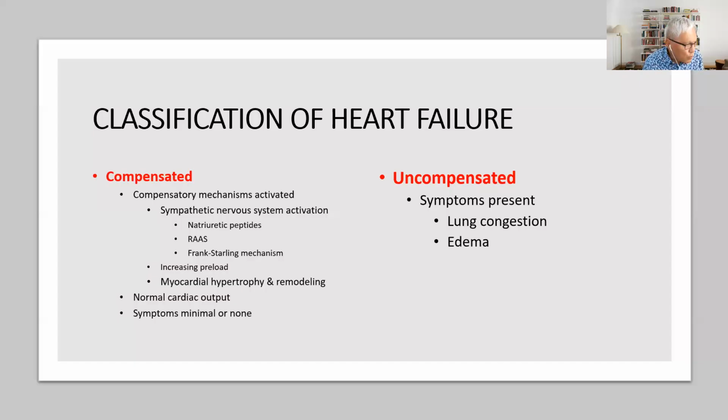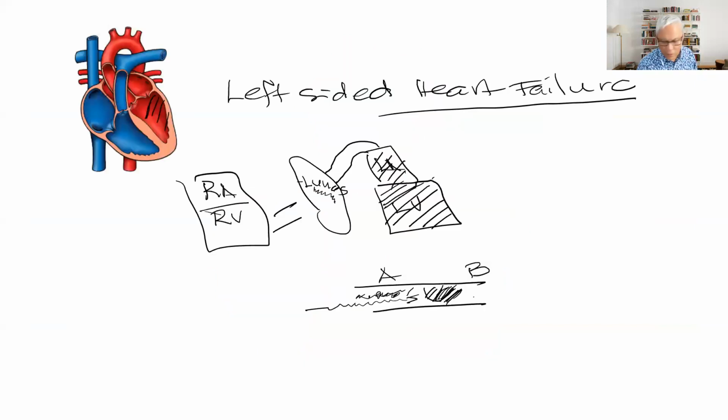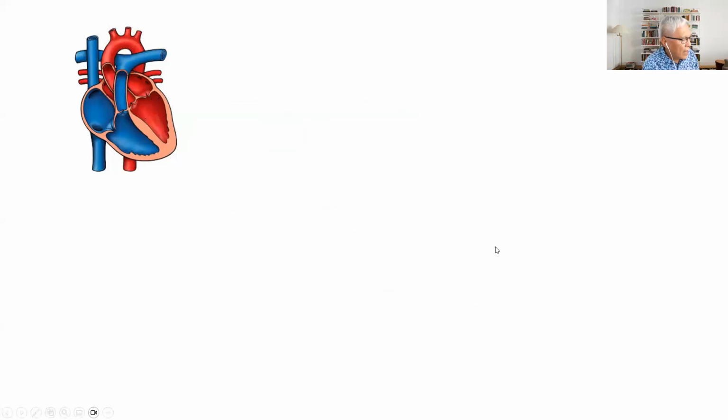So what happens when you have right-sided heart failure? We have illustrated left-sided heart failure right over here. We're now going to illustrate right-sided heart failure. So what is the connection right over here from the vena cava? The connection to the vena cava is going to be the liver, and that is portal circulation and the GI tract.